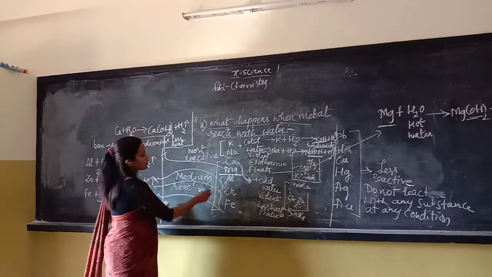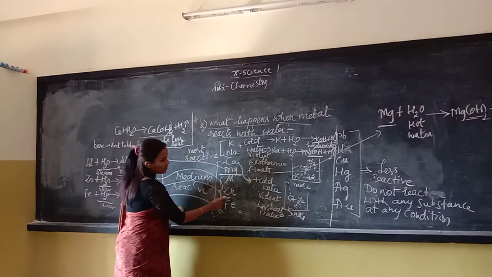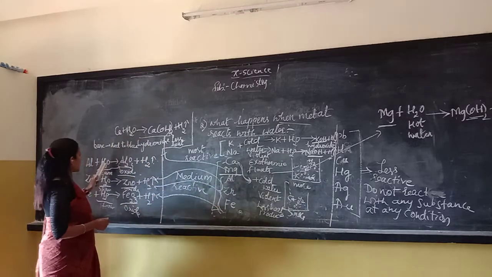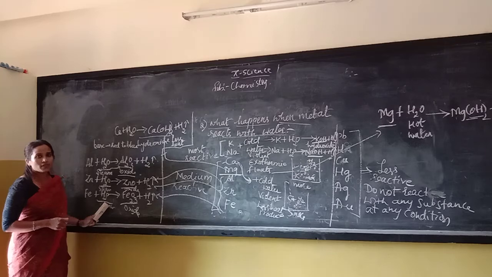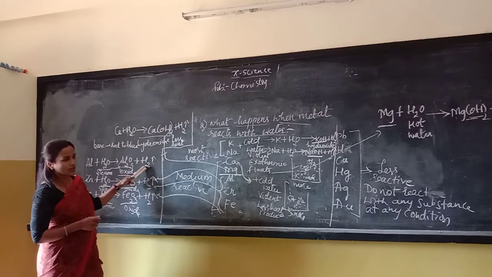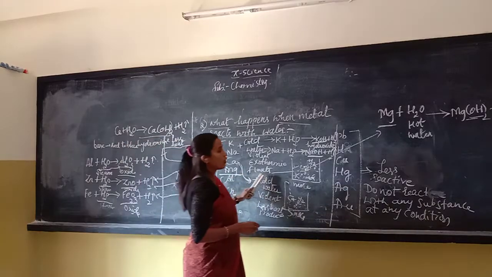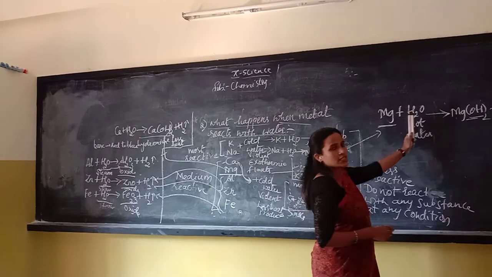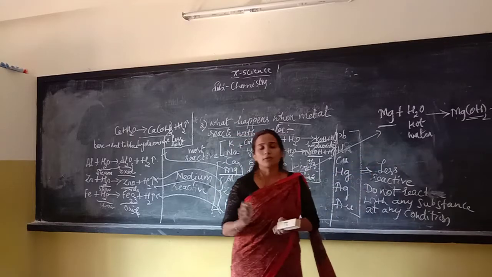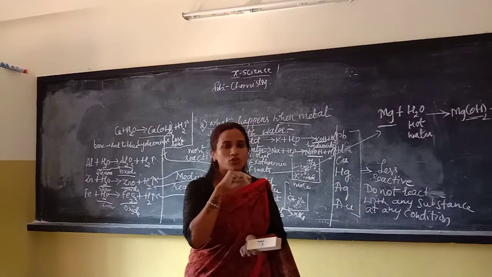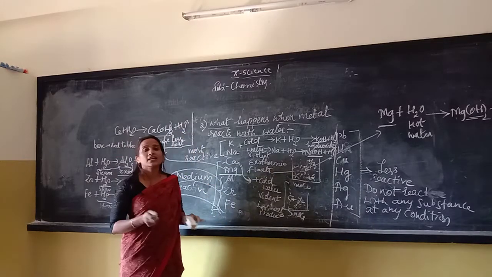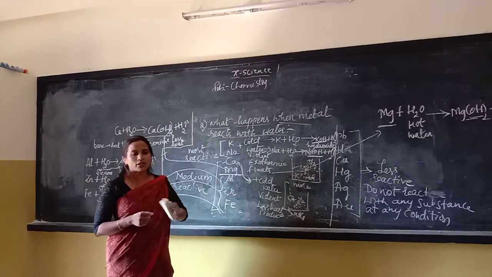Next, we come to the medium reactive elements, that is aluminum, zinc and iron. These three metals have the capacity to react with steam. Then they form their oxide and hydrogen gas as products. Next, magnesium alone can react with hot water and forms magnesium hydroxide and hydrogen gas as products. I hope you have understood. This is the second chemical property of metal.